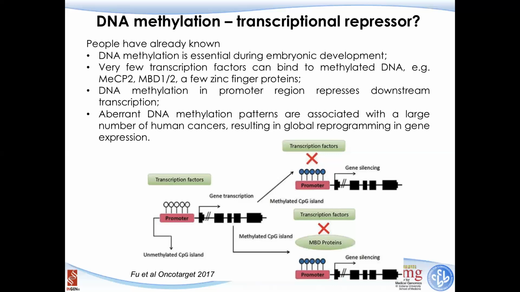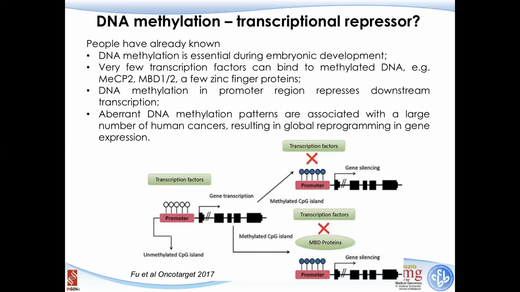Here is one picture that shows how DNA methylation can affect transcription factor binding. One scenario: here is a promoter region. If there is an unmethylated CpG here, and a transcription factor recognizes some sequence motif here, it can bind here and then activate downstream gene expression. However, if those CpG sites are methylated, then because of the methylated C, they cannot be recognized by some transcription factors. So the transcription factor won't come here and won't bind here. That's one scenario. Then the gene will be silenced.